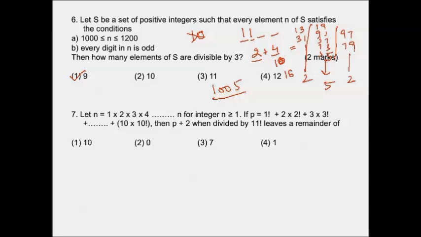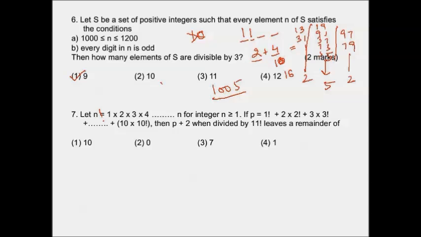N is 1 into 2 into 3 into 4 up to N, that means it must be N factorial, I think. For integer N greater than or equal to 1, if P is equal to 1 factorial plus 2 into 2 factorial plus 3 into 3 factorial, and so on, up to 10 into 10 factorial, then P plus 2 when divided by 11 factorial leaves a remainder of 1. Now one thing is very clear in such a question, that he is not asking you to add up all the numbers and divide by 11 factorial. So you are not supposed to do the complete thing. You'll have to find some logic behind it and then answer it.